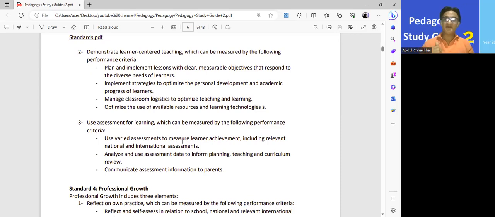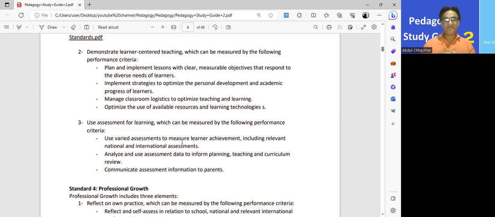So what are the important terms from this standard? Assessment for learning, assessment of learning, integration, lesson plan, data analysis, how to communicate with the parents, and cultural diversity, inclusion. What is inclusion? What is the teacher-centered approach? What is the learner-centered approach? What is formative assessment? What is summative assessment? And use of technology. So these are the major terms that you should know.